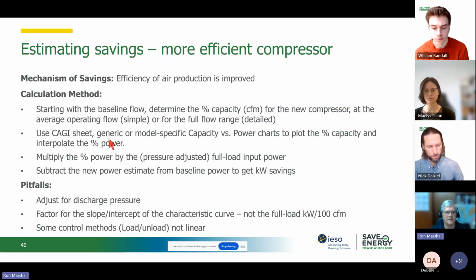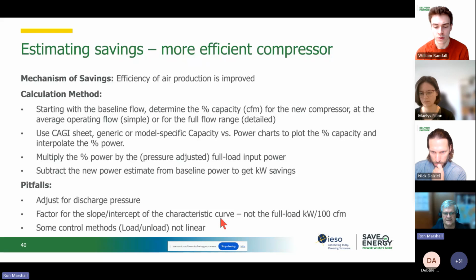Might be quite a bit lower kilowatts per 100 CFM than the old compressor, right? And you're calculating the power savings by comparing the existing compressor to the new compressor, with the new kilowatts per 100 CFM and new curves, using the KGI sheets, right? Pitfalls: you have to adjust the KGI sheets for discharge pressure compared to the test pressure. The factor for slope intercept for a characteristic curve varies with the storage capacity, right?